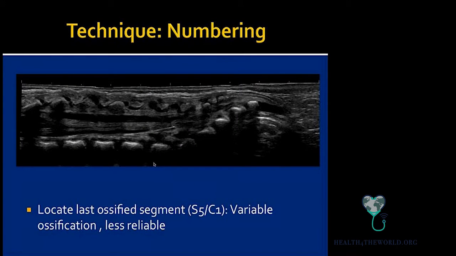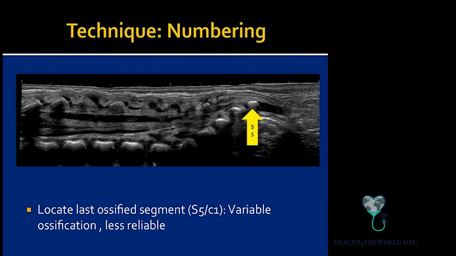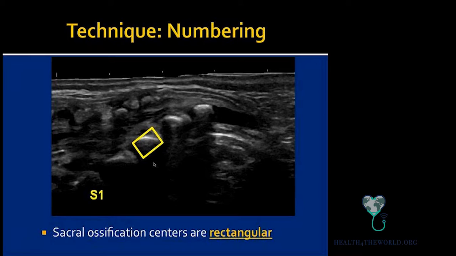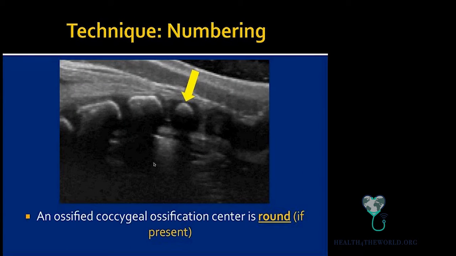One potential use is looking at the ossified segment and then counting backwards. Again, that's variable. Ossification is less reliable. This is one way you could do it. To tell if you might be getting faked out, the sacral ossification centers are rectangular, whereas if you do have an ossified coccygeal segment, the ossification center is really round. So that's one difference that can tell you, I'm not seeing a sacral ossification center. If you're going to use this method, look for the fact that sacral ossification centers are rectangular, while coccygeal ossification centers are usually round.